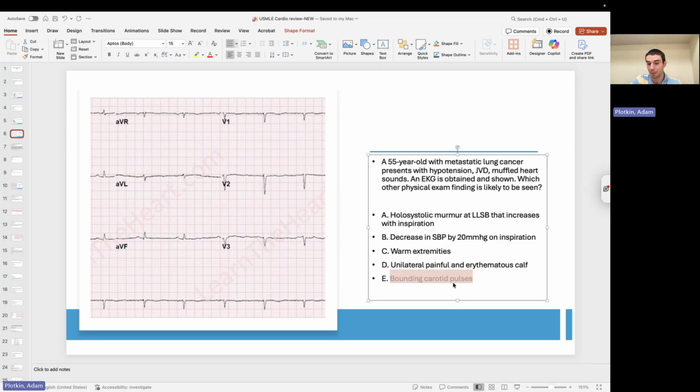And then bounding carotid pulses would be seen in a hyperdynamic state like high output heart failure, like wet beriberi, sepsis, anemia, cirrhosis, Paget's disease, carcinoid syndrome, hyperthyroidism, or aortic regurgitation, which we're not dealing with here.